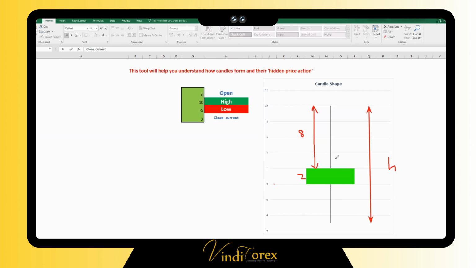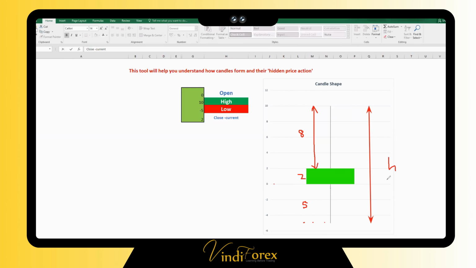But I'm just simplifying it. By just looking at it, you can see that this wick forms more of the entire candle. So we have 8 here of the wick, from 0 up to down here. To remember our -5, we have 5.